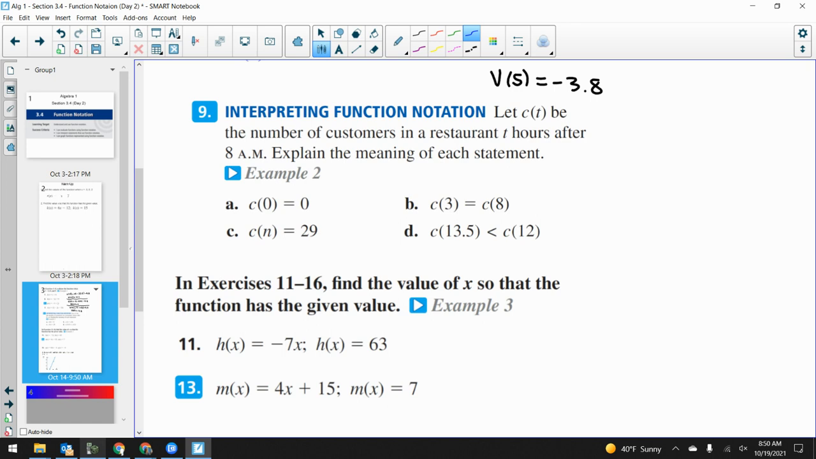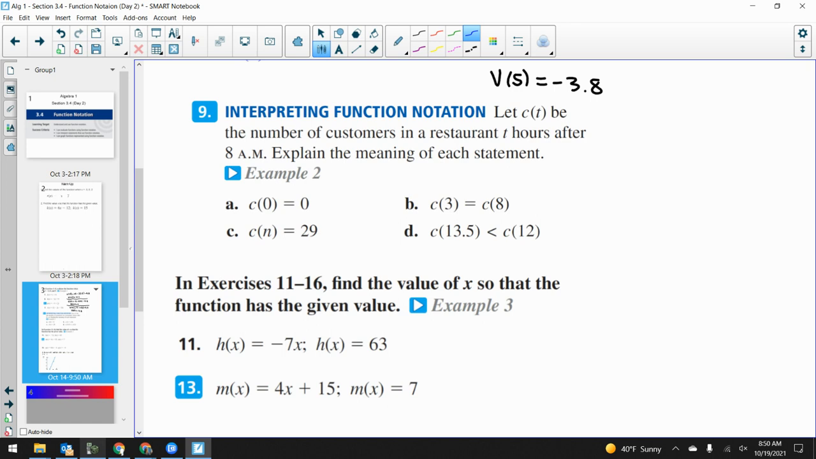And then here, the number of customers at time 13.5. What's 13.5? So that's 21.5 altogether. So 9 and 0.5, so 9:30 p.m. The number of customers at 9:30 p.m. is less than the number of customers after 12 hours. So 12 plus 8 is 20, so 8 p.m. Yeah, that's 8 p.m. 12 hours later. The number of customers at 9:30 p.m. is less than the number of customers at 8 p.m. Okay.